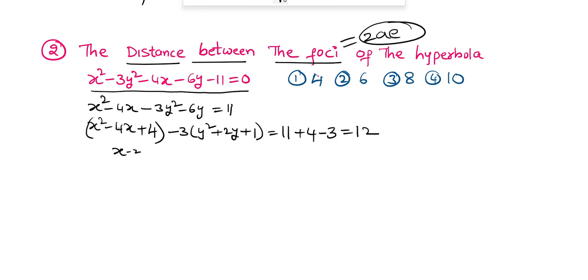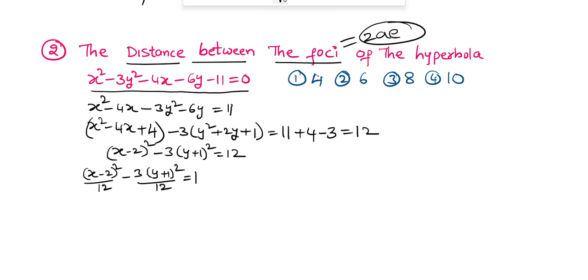This is written as (x − 2)² − 3(y + 1)² = 12. Now dividing this equation by 12: (x − 2)²/12 − 3(y + 1)²/12 = 12/12 = 1. Here 3 four times cancelled. From this, a² = 12 and b² = 4. From this, a = √12. √12 is written as √(4 × 3), that is 2√3.